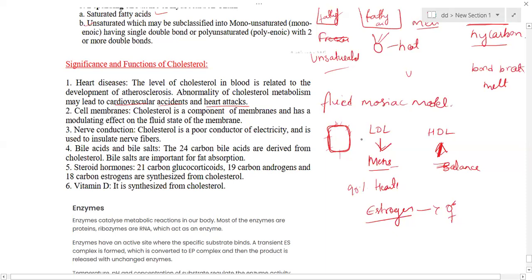Third thing is the nerve conduction. Nerve conduction: cholesterol is a poor conductor of electricity and is used to insulate the nerve fibers. To insulate the nerve fiber, this fatty acid, also the cholesterol.